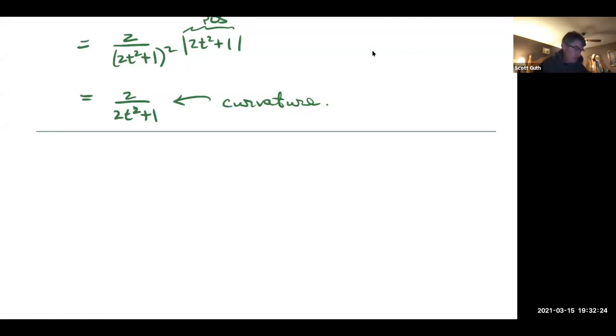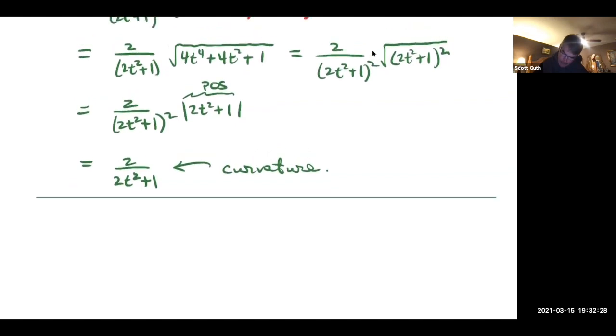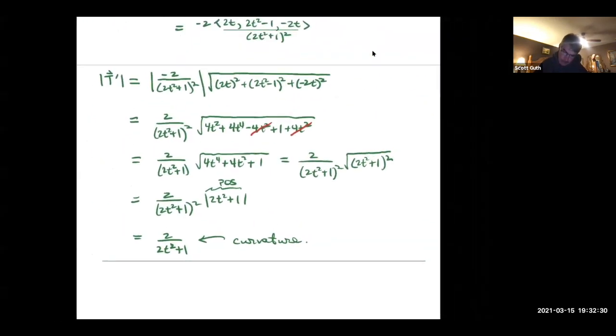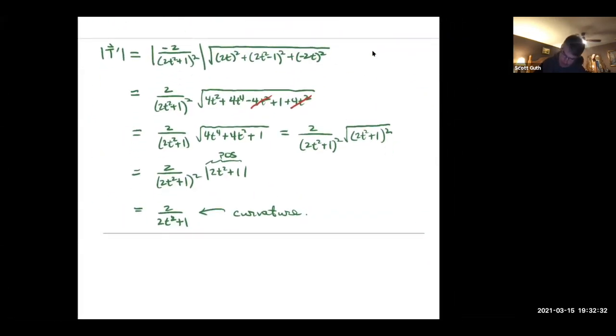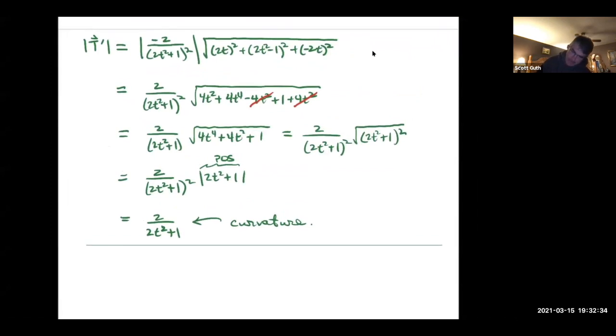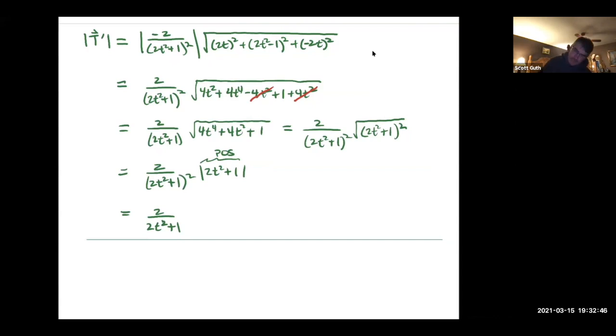Okay, so I am worried that that was not the curvature. Unfortunately, I'll have to edit this out. All we did here was the magnitude of T prime. So let's delete that statement. Okay, and remember that curvature is not the magnitude of T prime.